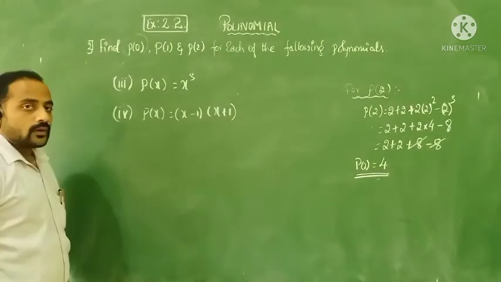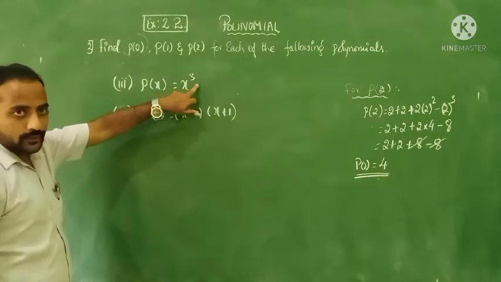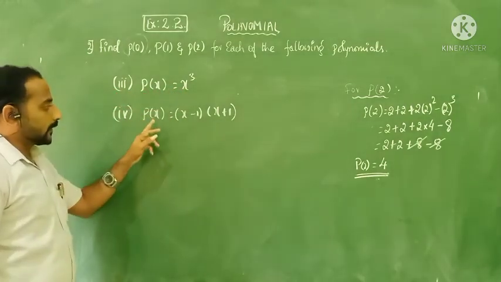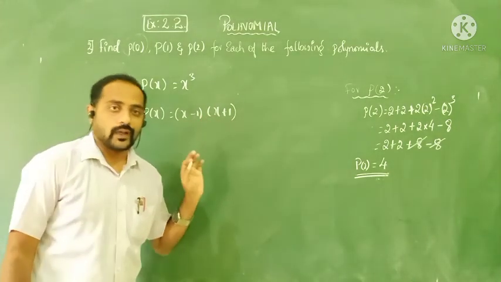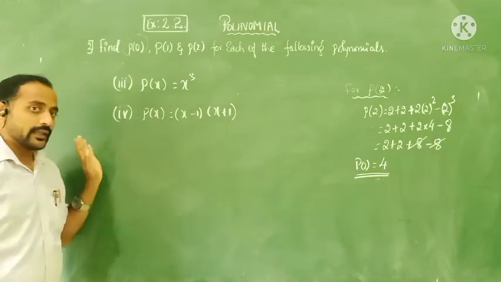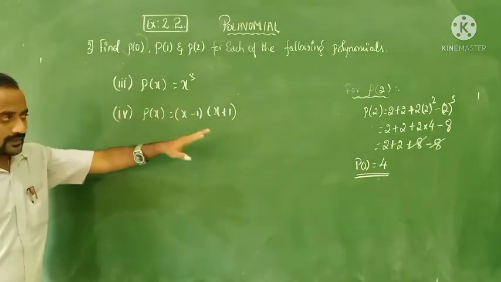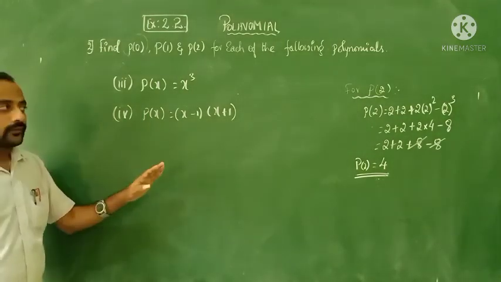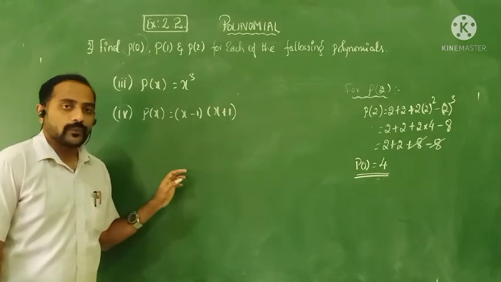Okay, dear students, see the third one, that is P of x equals x cube, and the fourth one is P of x is equal to x minus 1 into x plus 1. These two are your homework problems for today's session. Try to do them with the same method. No confusion. If you get doubts, you can contact me. No problem at all.